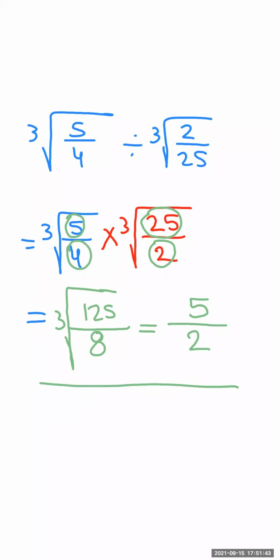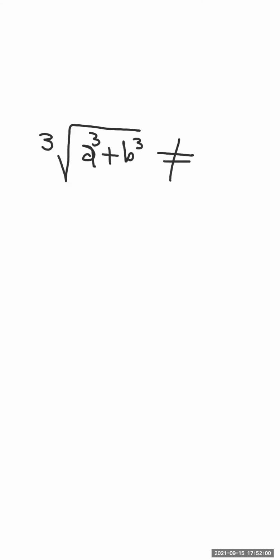Actually, guys, we studied a general rule in the square root. Here it will also be the same. The cubic root of a to the power 3 plus b to the power 3, never say that it will equal a plus b. So we have to finalize the process first inside the cubic root, then we can get the cubic root of the result.